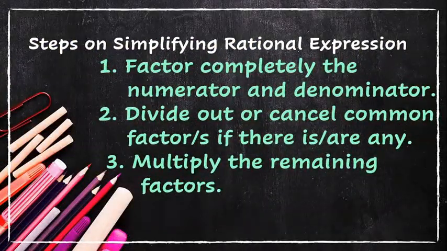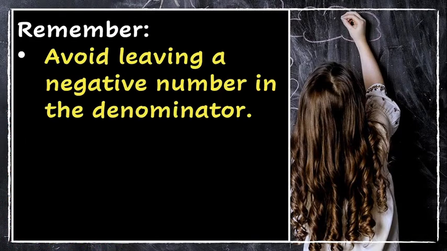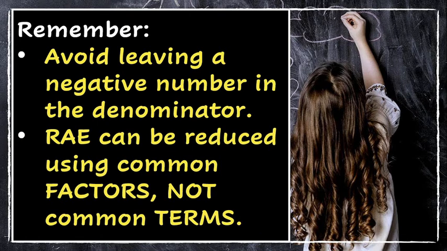Here are the steps in simplifying rational expressions. Number 1, factor completely the numerator and denominator. Number 2, divide out or cancel common factor or factors if there are any, and then multiply the remaining factors. Remember, avoid leaving a negative number in the denominator. A rational algebraic expression can be reduced using common factors, not common terms.